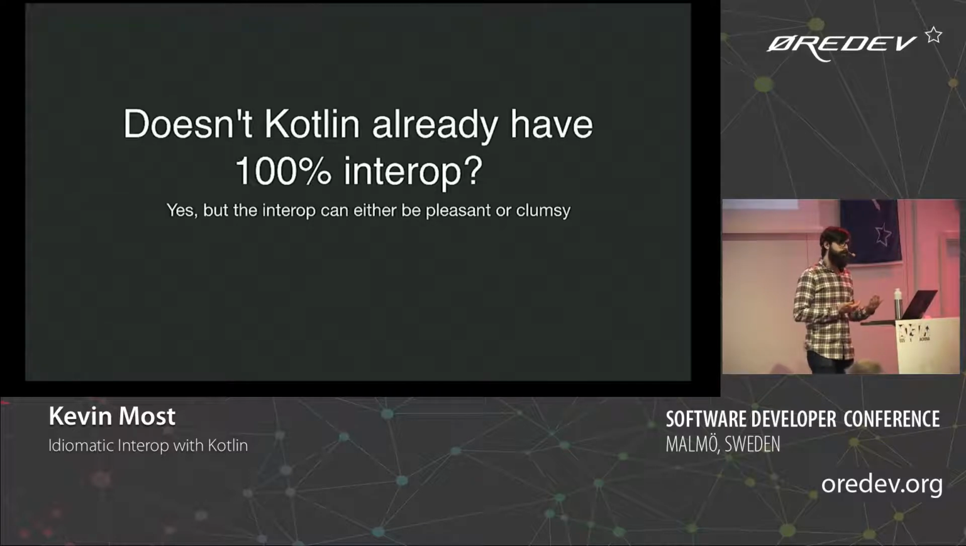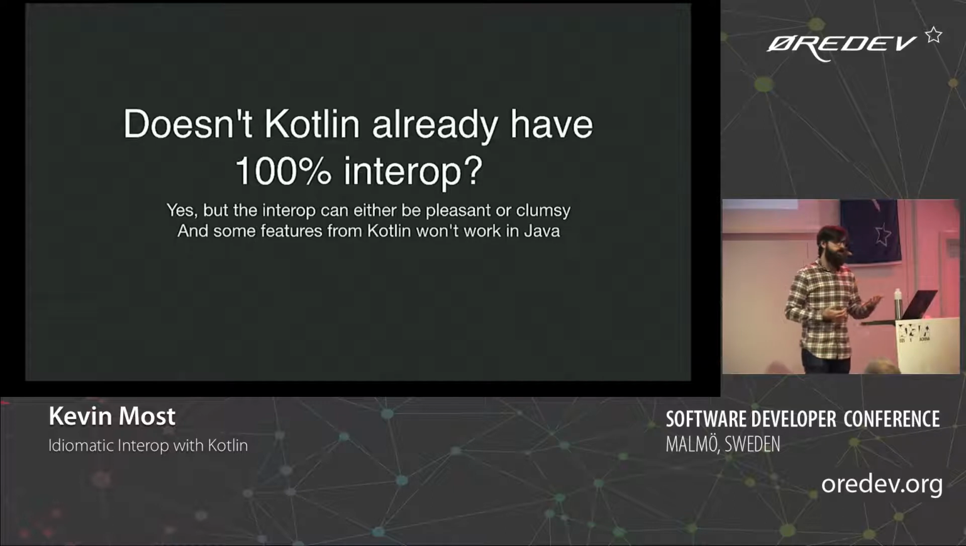And while Kotlin was designed to interop perfectly with Java, so pretty much everything should work there, there are some features in Kotlin that Java won't be able to consume perfectly, or that might be consumed awkwardly.